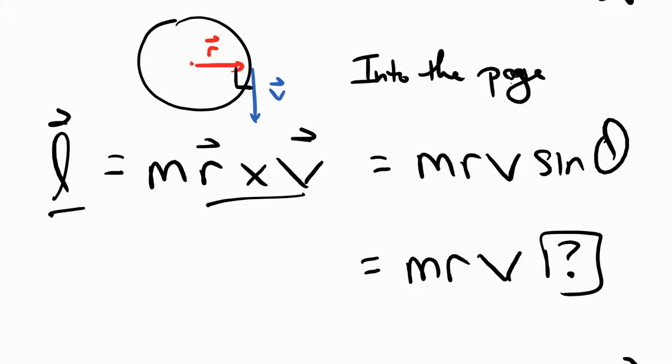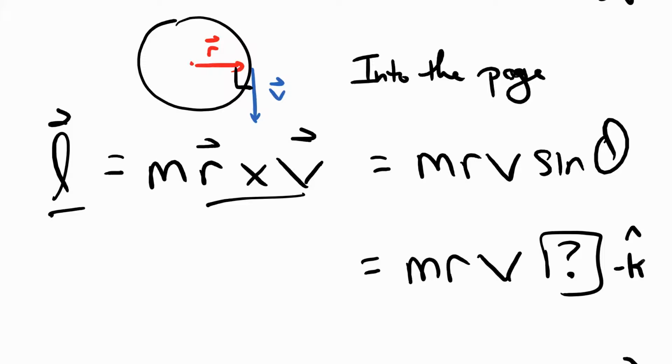So I'm sticking my arm out to the right. I'm curling my fingers to the back. The direction of my thumb will be the direction of the cross product. So r cross v, r points to the right, v points down the page, L will point into the page, which is customarily then minus k hat. But usually it will suffice to say into the page.